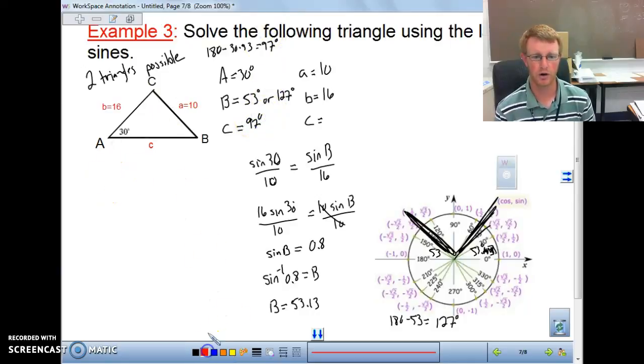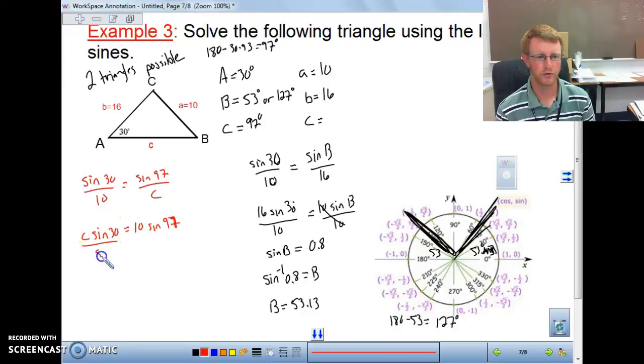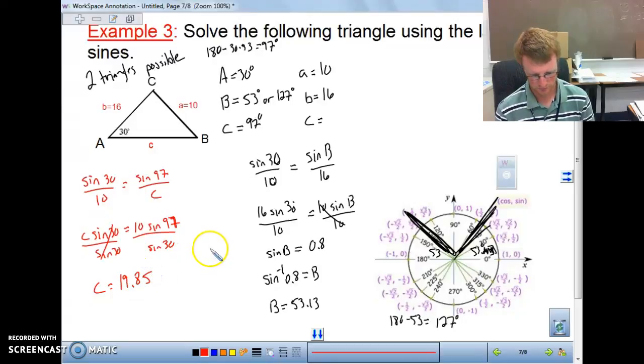So then to figure out our other side, we do the law of sines. So we have sine of 30 over 10 equals sine of 97 over c. So we get c sine of 30 equals 10 sine of 97. Divide both sides by sine of 30. And we get c equals, in this case, 19.85. Okay, so that is the first answer we would get.